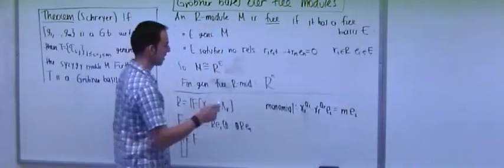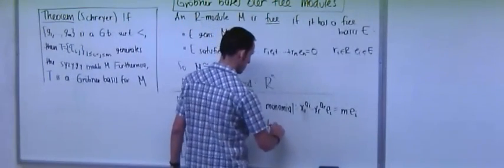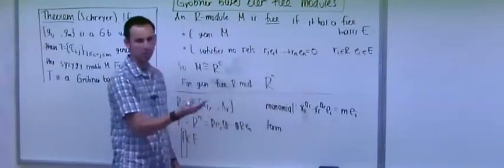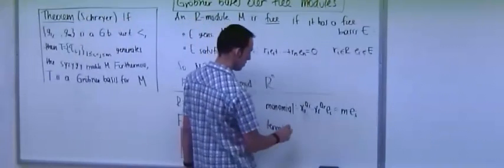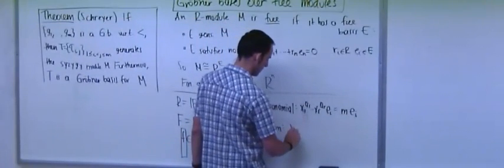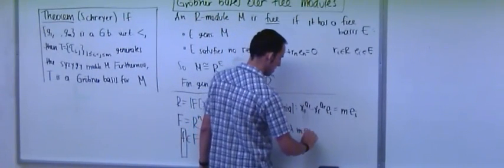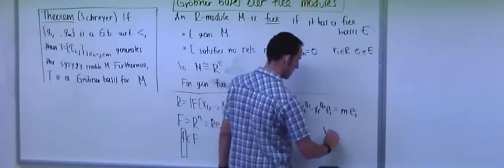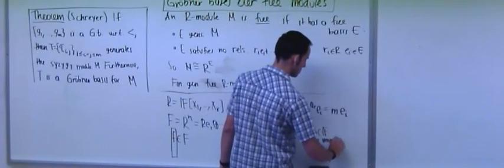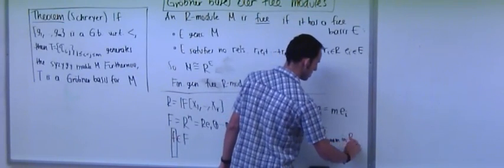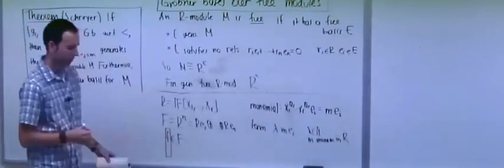Okay? And when I say a term, I'm going to mean a monomial with a coefficient that is a scalar in F, right? So lambda times monomial times EI, where lambda is a scalar, M is a monomial in R, and EI is a basis vector. Okay?